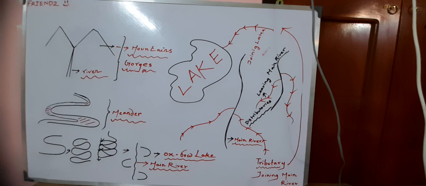So drainage, the term drainage describes the river system of an area. So this is the meaning of drainage. Many small streams flowing from different directions come together to form the main river. This main river ultimately drains into a water body, for example a lake, a sea or an ocean. The area which is drained by a single river is known as a drainage basin. So this is the definition of drainage basin.